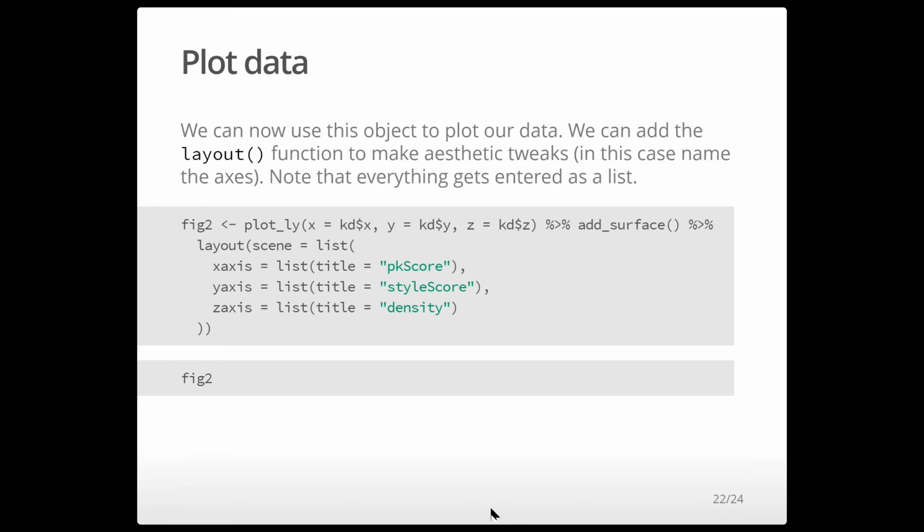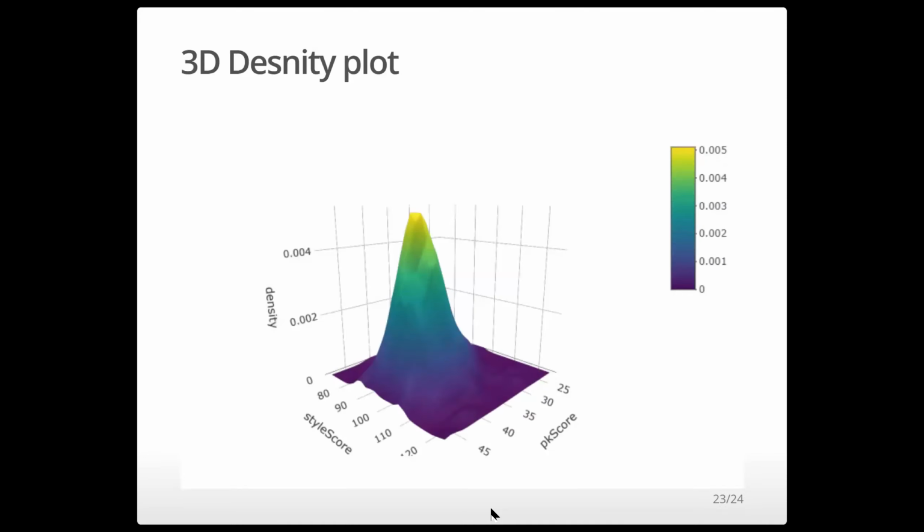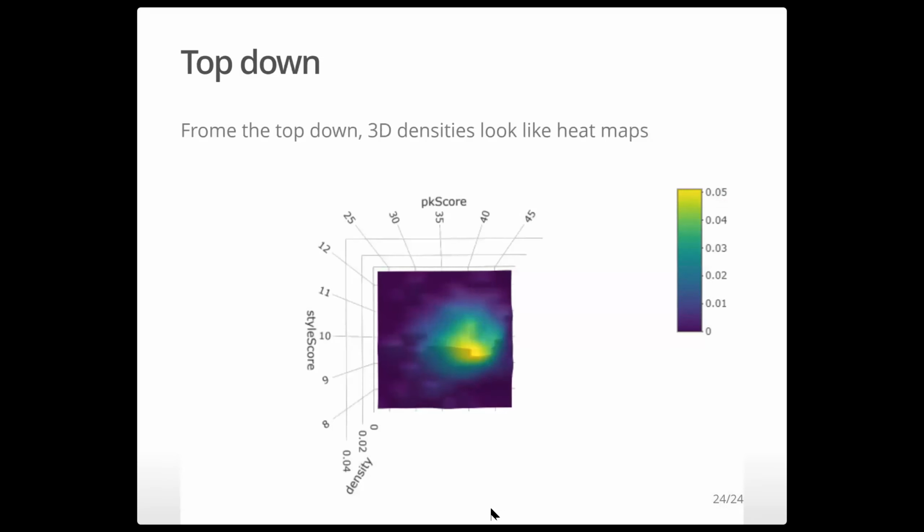And then we can access our figure again, like we did before, and we get this kind of neat 3D density plot. Once again, you can rotate this around and look at it from different angles. One cool angle that you can do with a density plot is if you look at it top down, it looks just like a heat map. The denser portions are the lighter colors and the less dense portions are the darker colors.